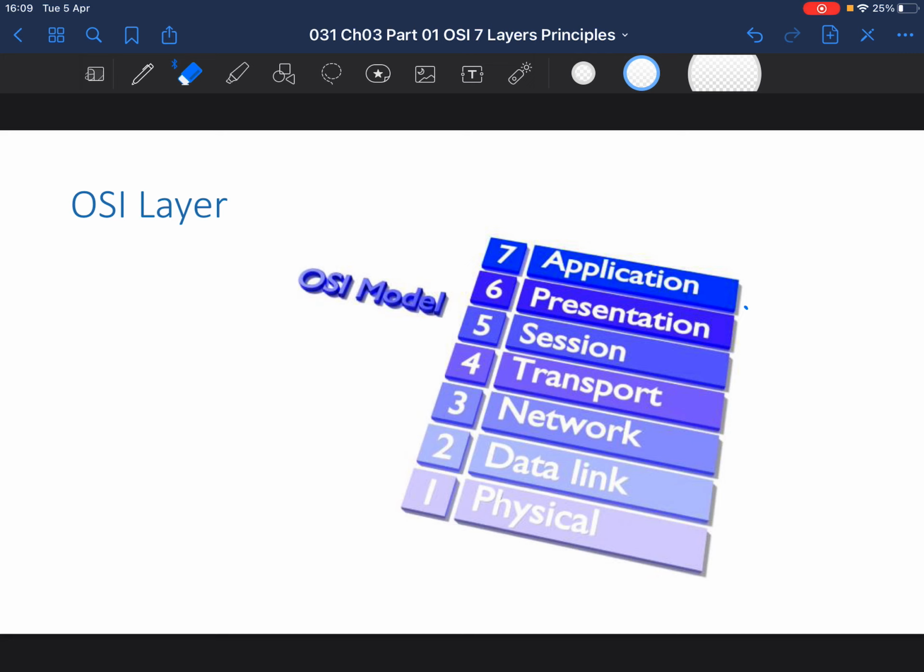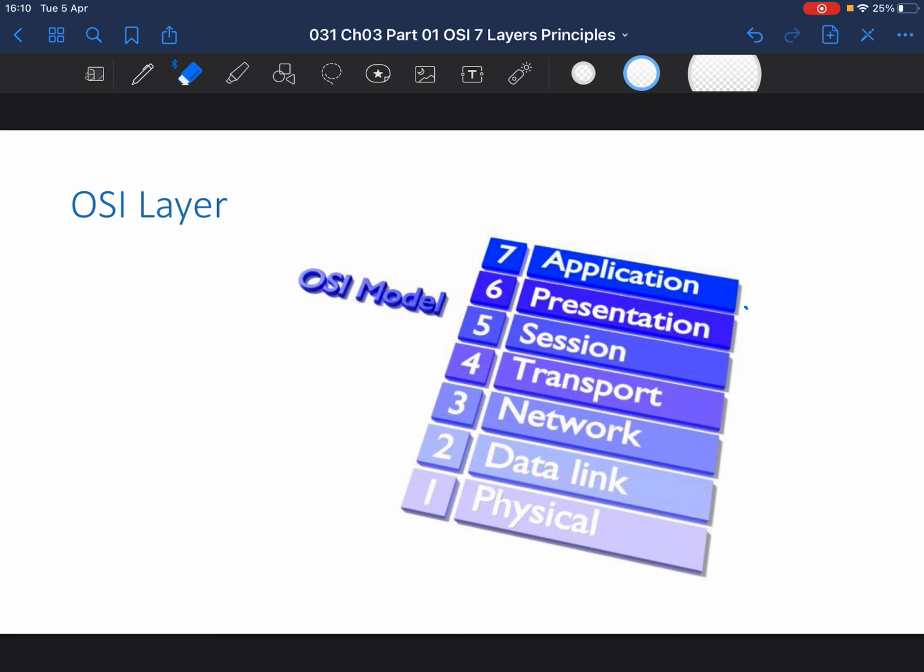We will continue these chapters. Chapter 3, OSI 7 layer principles. So in this video we will describe in a little bit of detail those 7 layers of the OSI model. Okay, so we have discussed this before.